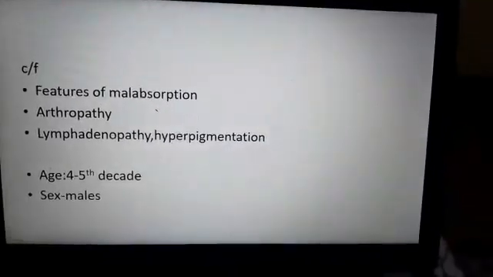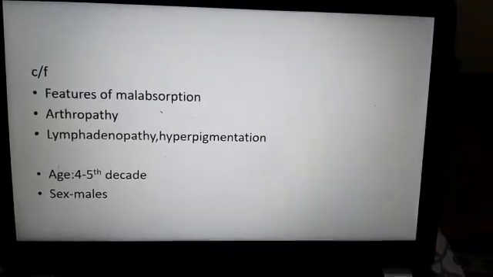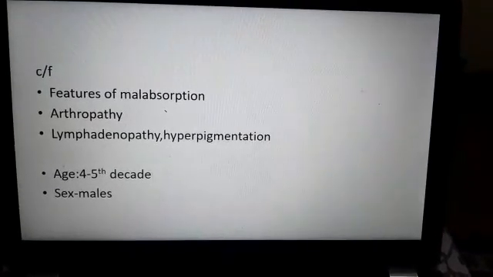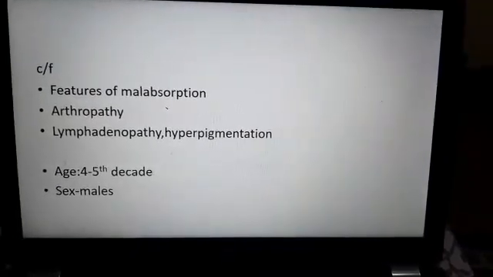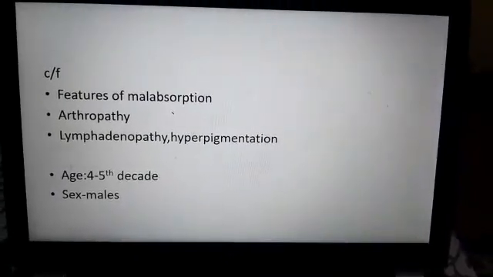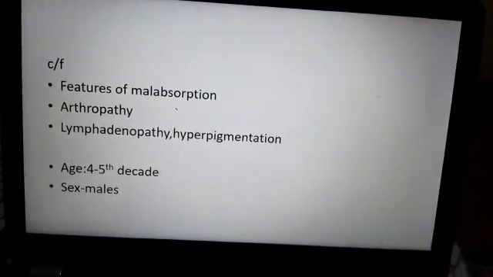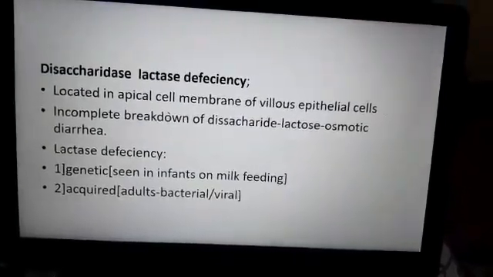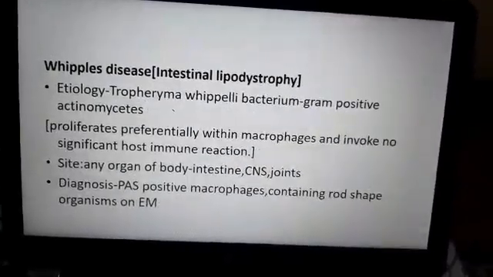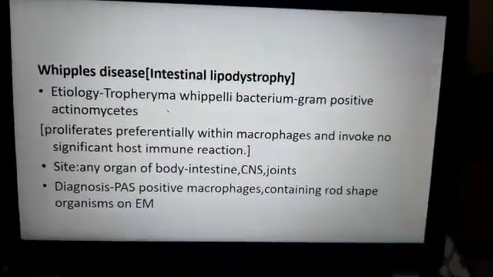Okay. The clinical features will be features of malabsorption if it is present in the intestine. If it is present in the joints, arthropathy. If the lymph nodes are involved, lymphadenopathy. And if skin is involved, hyperpigmentation. It is common in the 4th and 5th decade, common in males. So this is about Whipple's disease or intestinal lipodystrophy caused by Tropheryma whipplei.